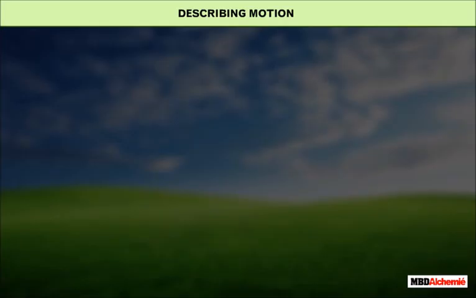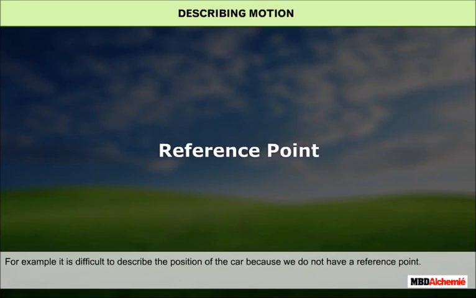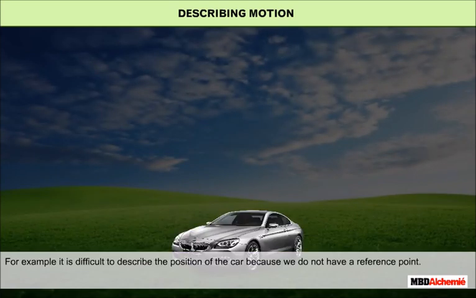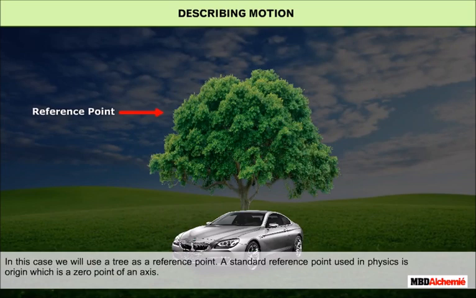Describing motion. If we have to study motion of an object, we need to locate its positions at different instants of time. For this, we need a reference point. For example, it is difficult to describe the position of the car because we do not have a reference point. In this case, we will use a tree as a reference point.